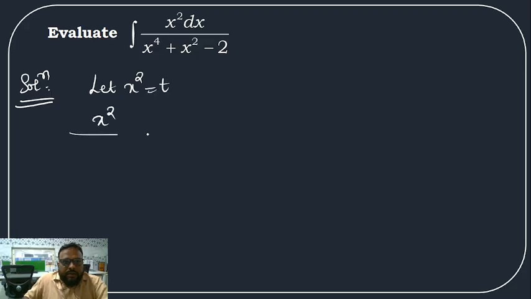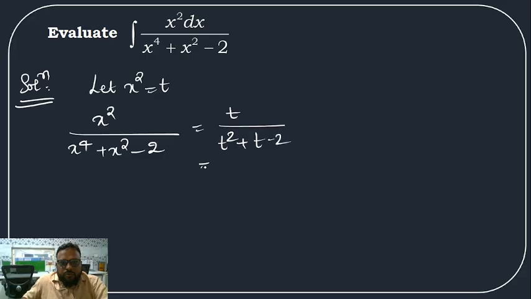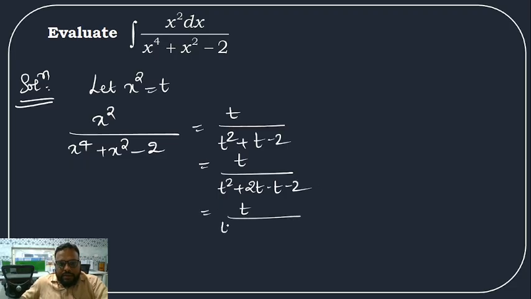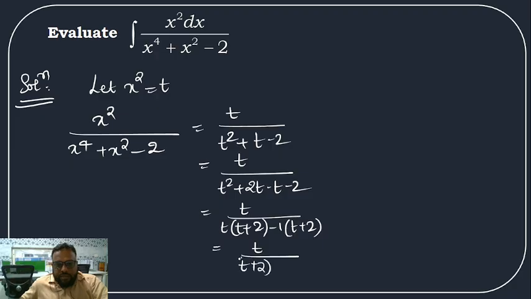Now x square by x to the power of 4 plus x square minus 2. This I can write, in the place of x square, when I substitute t, as t by t square plus t minus 2. So this I can write as t by t square plus, this t I can write as 2t minus t, minus 2. So this will be t by t into t plus 2 minus 1 into t plus 2. So I will get it as t by t plus 2 into t minus 1.